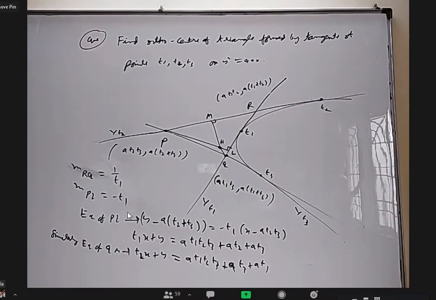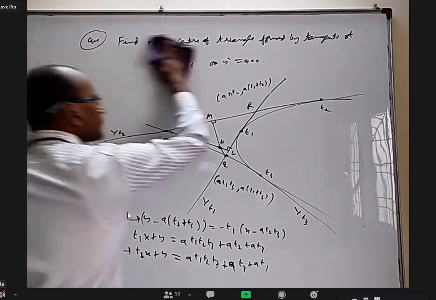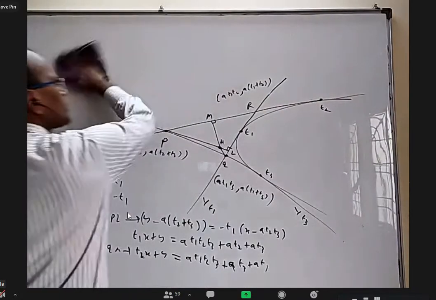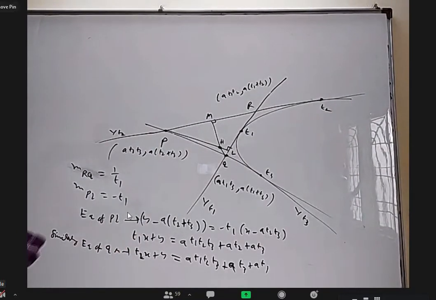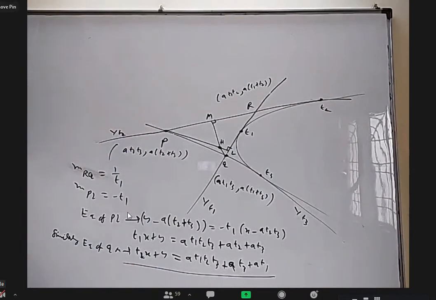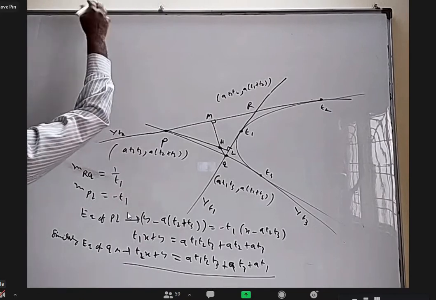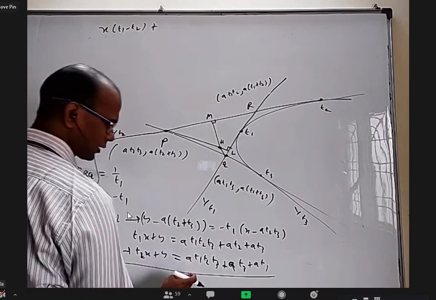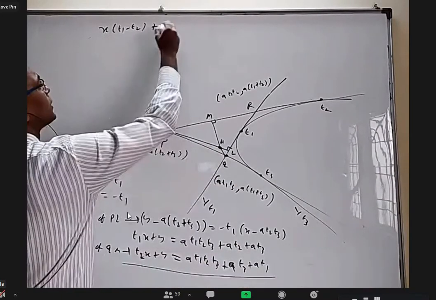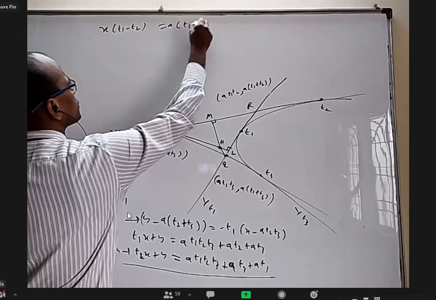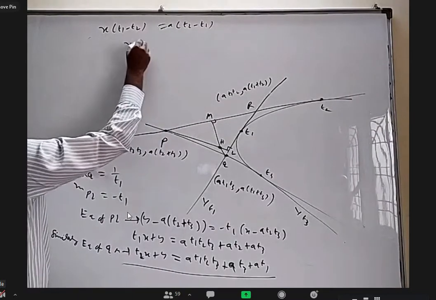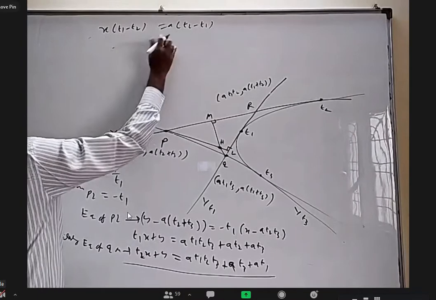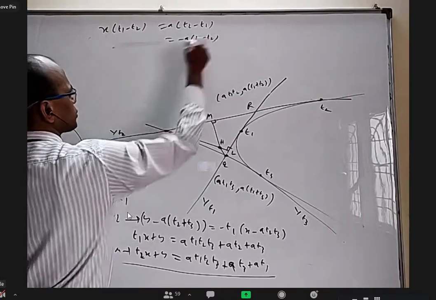Okay, what is the other center coming? Anybody want to tell? When I subtract these two equations, I don't have place here, so I'm writing on the top. I'll get x into T1 minus T2. Y will get cancelled, these two will get cancelled, A T3 will cancel, I'll get A into T2 minus T1. If I cancel that, I'll get x equal to minus A into T1 minus T2.